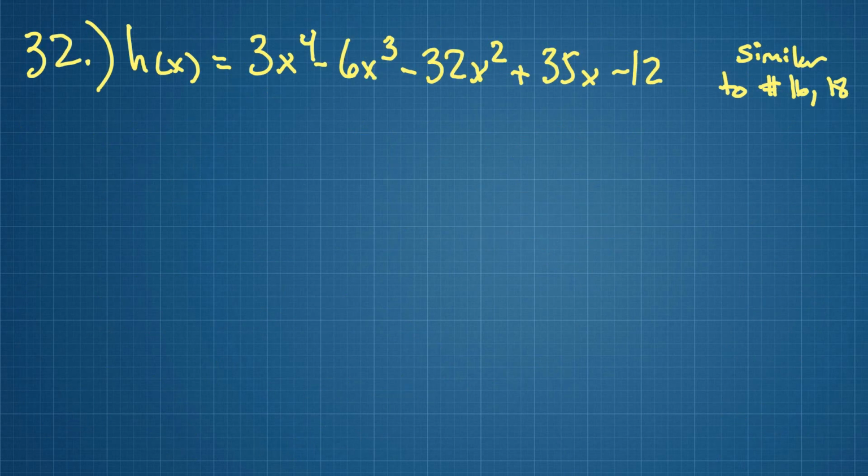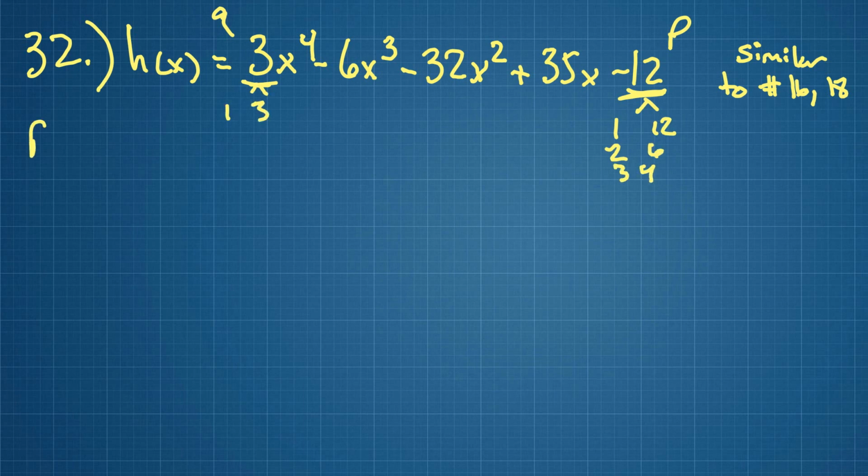Okay, that's it. Alright, 32, once again, is very similar to number 16 and 18. It'll be the last one for this assignment. That's going to be P is 12, Q is 3. How do I get 12? 1 and 12, 2 and 6, 3 and 4. How do I get 3?